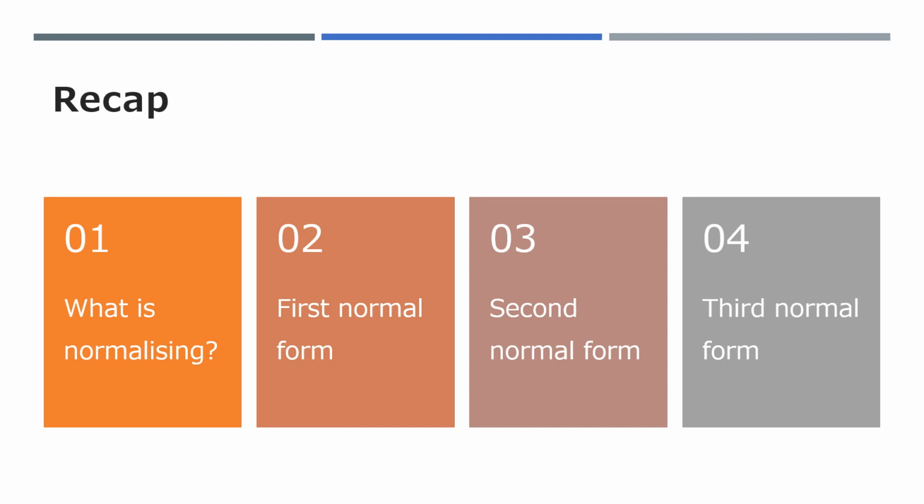So to recap, normalizing is a process of checking the database, whether it's our own work or somebody else's work. And we go through 3 stages called the first, second, and third normal form.